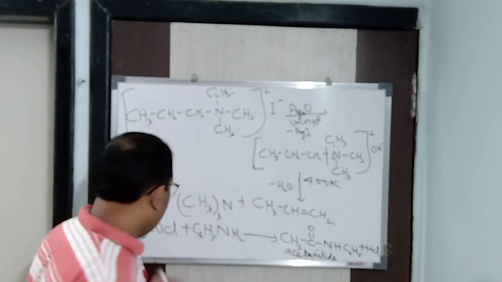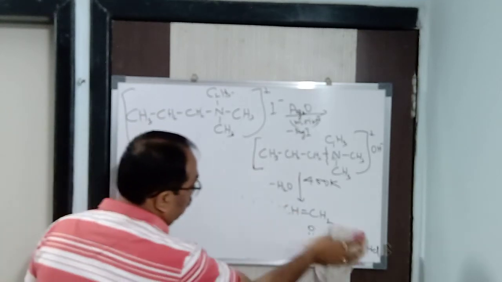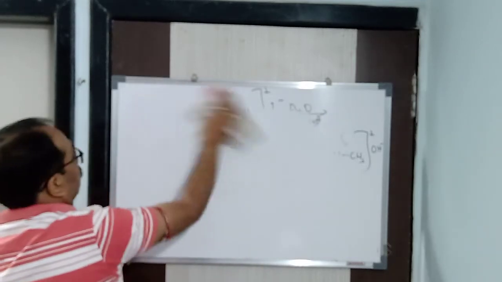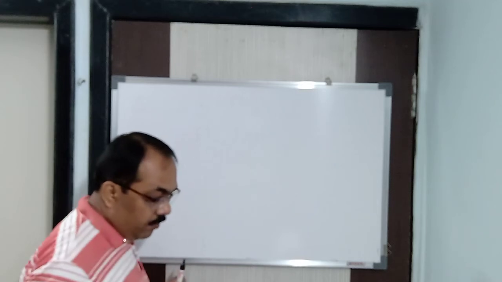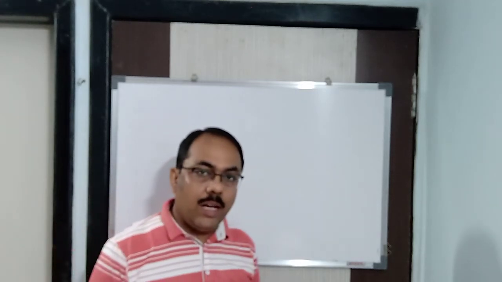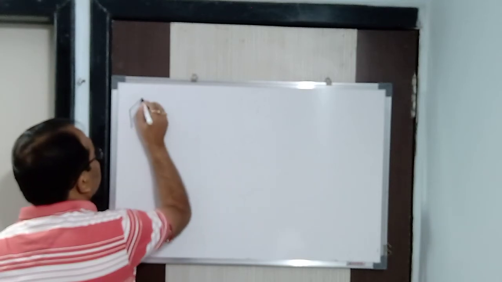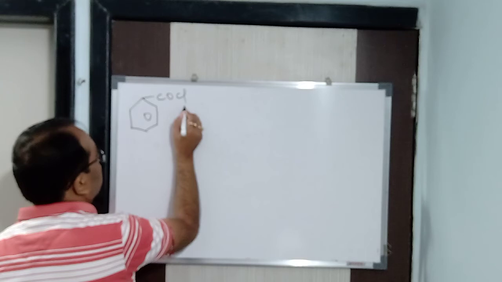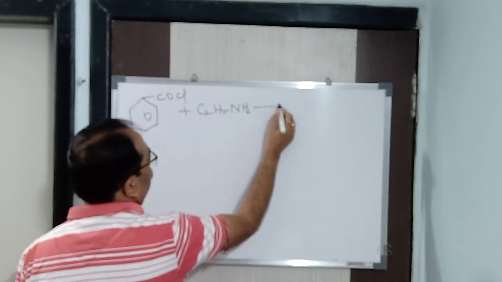Now, here also we can change the group. Let me rub it first. So here what will I do? Instead of acetyl chloride, I will take benzoyl chloride. What is going to happen? If I take C6H5COCl plus C2H5NH2, what is going to happen?